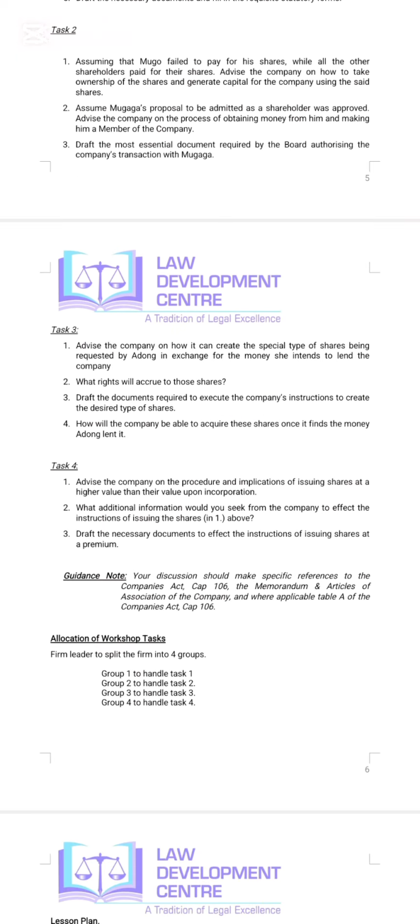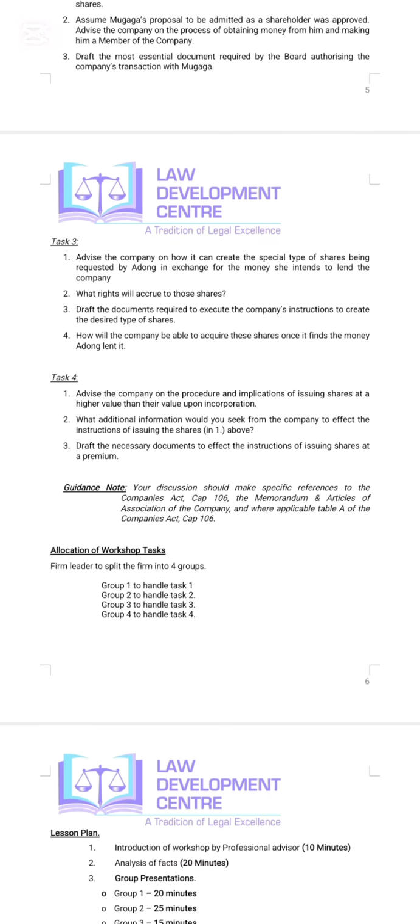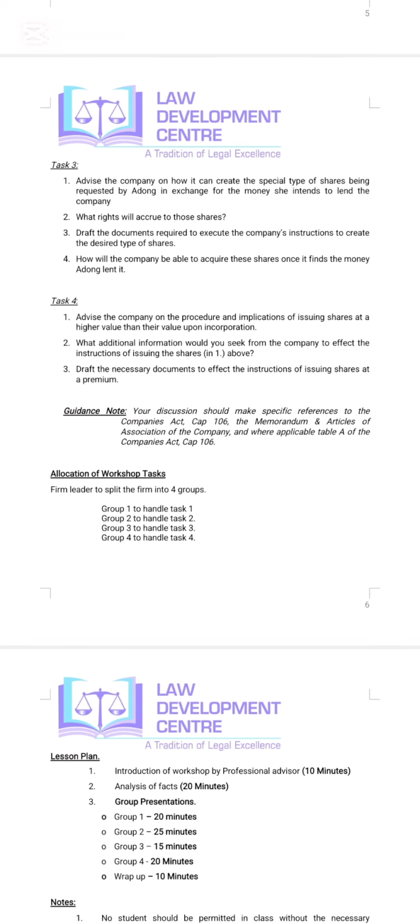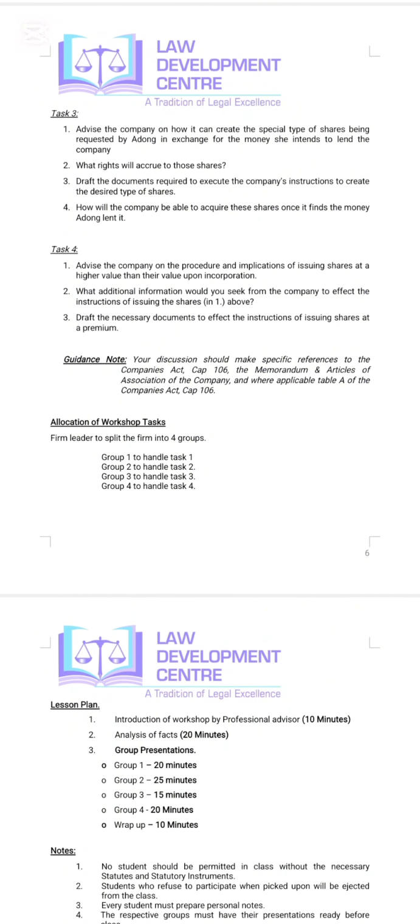So we look at task 3: advise the company on how it can create the special type of shares being requested by Odongo in exchange for the money she intends to lend to the company. So here we are looking at creating preferential redeemable shares. What rights will accrue to those shares? Of course, preferential treatment, including fast access to profits, among others.